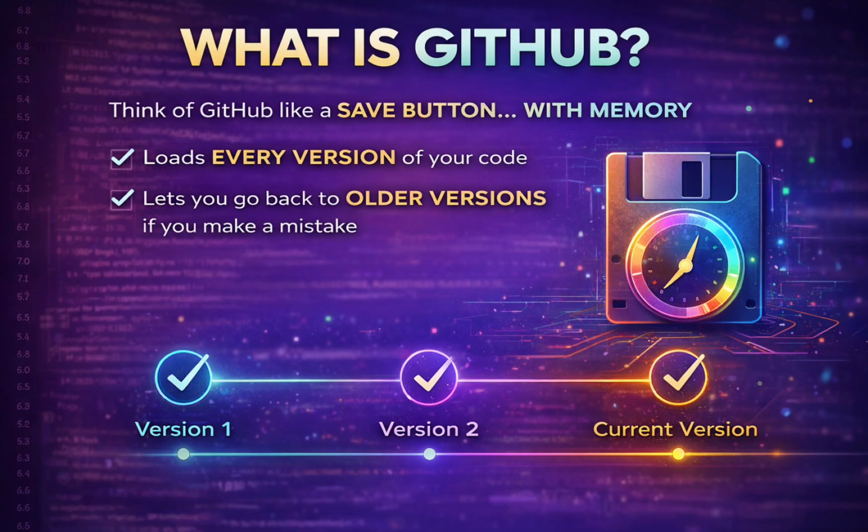So think of Git like a save button with memory. Instead of saving just one version of your code, Git gives you every version of your code, if that makes sense. So if you make a mistake today, you can go back to how your code looked yesterday. It is what we call a version control system. With that being said, let's get right into it.